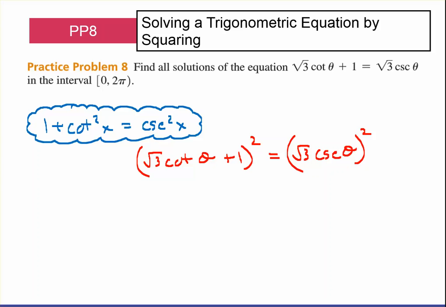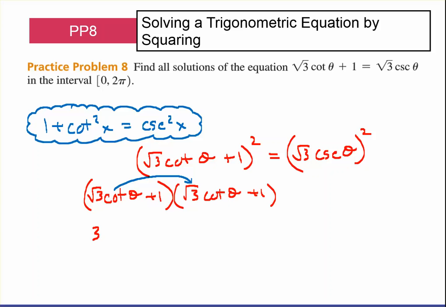And again, let's go with it here. Lots of writing to do here. So this is a binomial, right? There's something here plus another something. So off to the side somewhere, you got to do this here. So root 3 cotangent theta plus 1, another root 3 cotangent theta plus 1, and start foiling things out. Root 3 times root 3 is a 3. Cotangent times cotangent is cotangent squared theta.